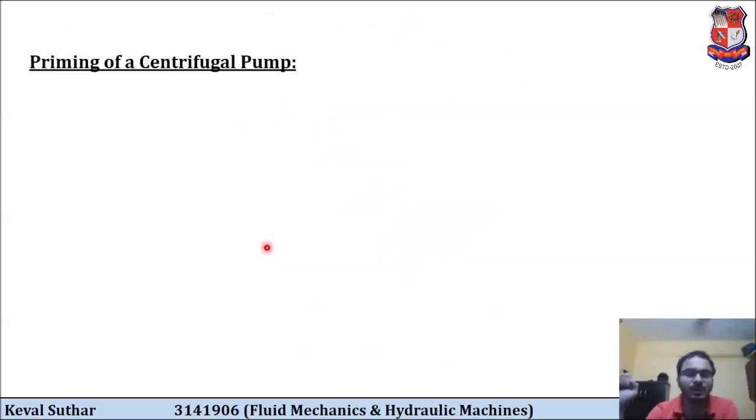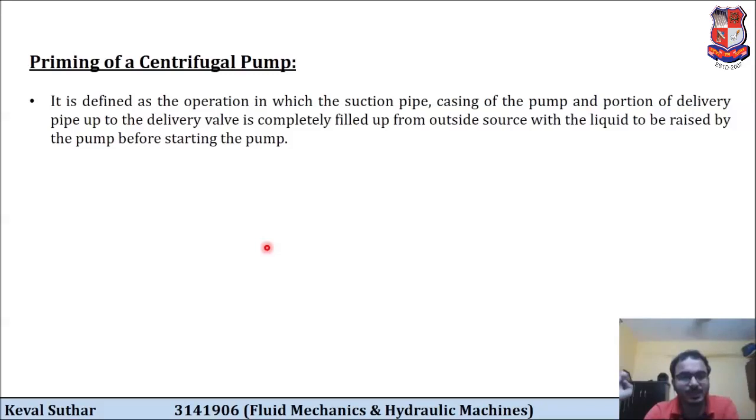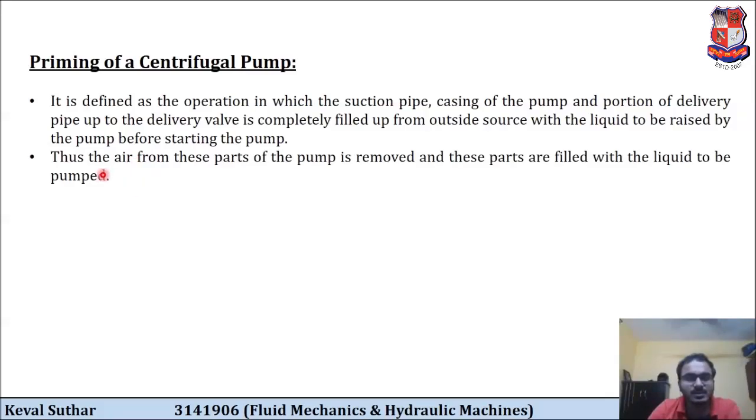Now the next is priming of the pump. It is defined as the operation in which the suction pipe, casing of the pump and the portion of the delivery pipe up to the delivery valve are completely filled from an outside source with the liquid to be raised by the pump before starting the pump. Thus the air from these parts of the pump is removed.